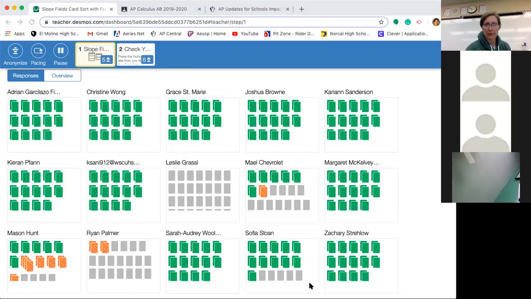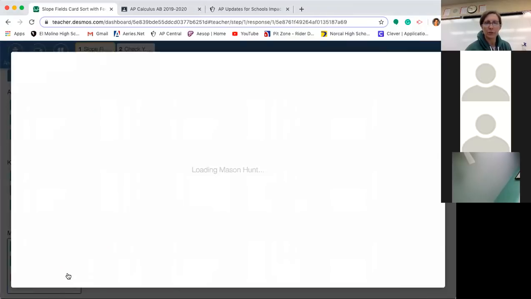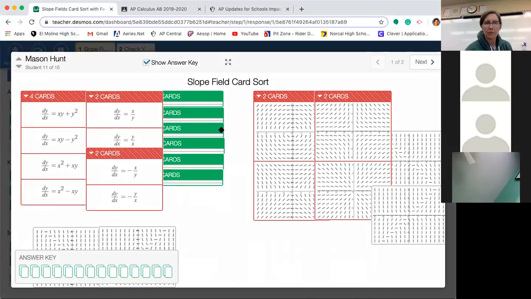All right, Sophia, it looks like every match you have is correct right now. So you're getting there. You're down to 5, it looks like, that you need to match up. And Mael, all but 1 are correct now. Let's see, Mason, let me go in and show you which ones are correct. So you know which ones are correct then. That's good.